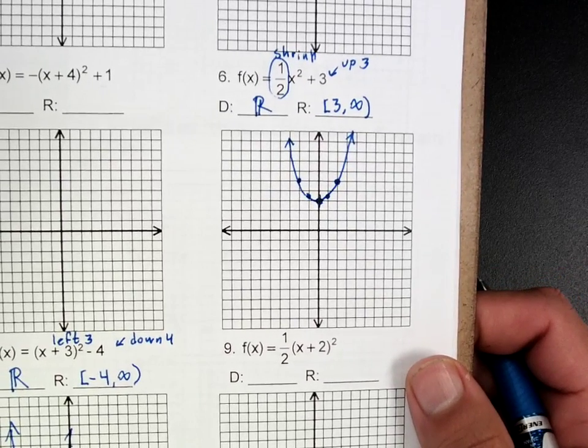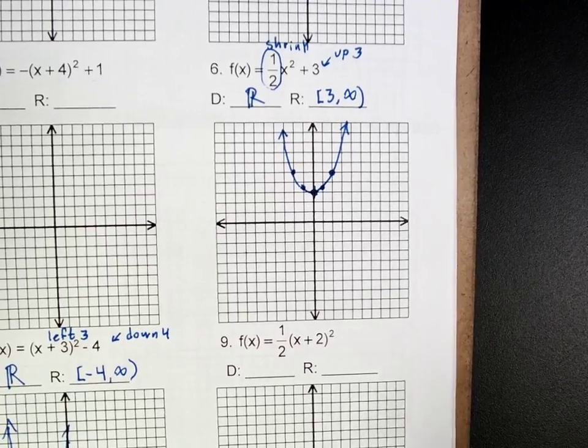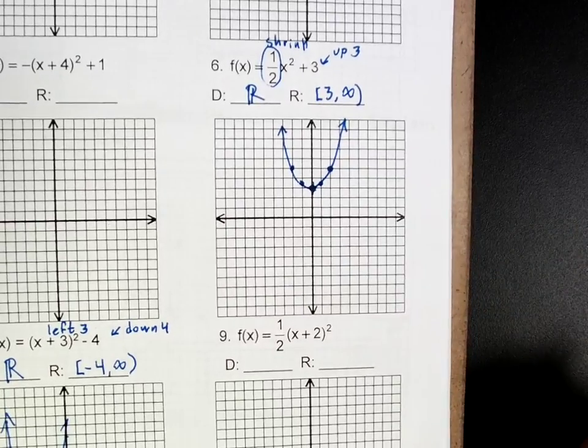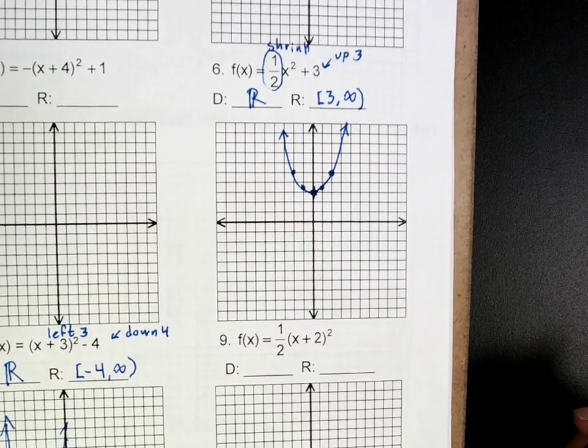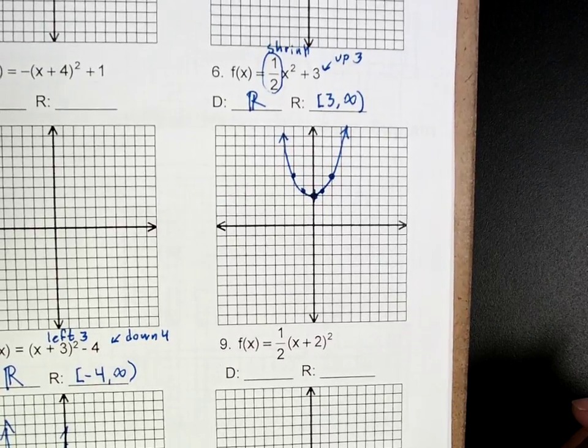And number 9, what's the difference between number 9 and you're just moving to the left 2? On number 9, you're moving left 2, and the points are going to be the same. Okay, let me see if I want to do one more here. Let's do number 5.